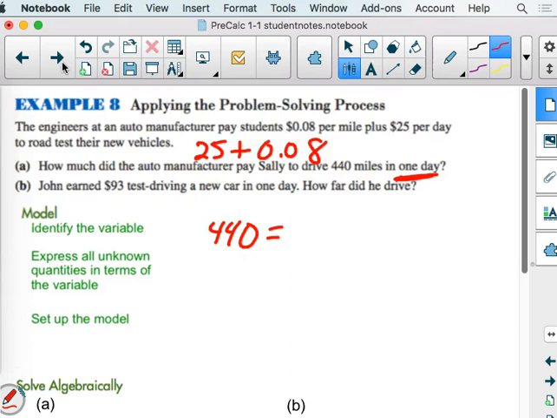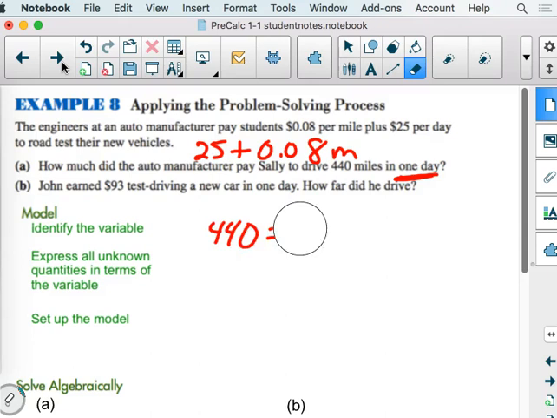Well, what I have to do is figure out where that 440 goes. And because it's 8 cents a mile, I'm going to go ahead and go with M per mile there. Well, that's the formula I should use. That total of 440 actually has to go in there so I can see how much did they pay her.